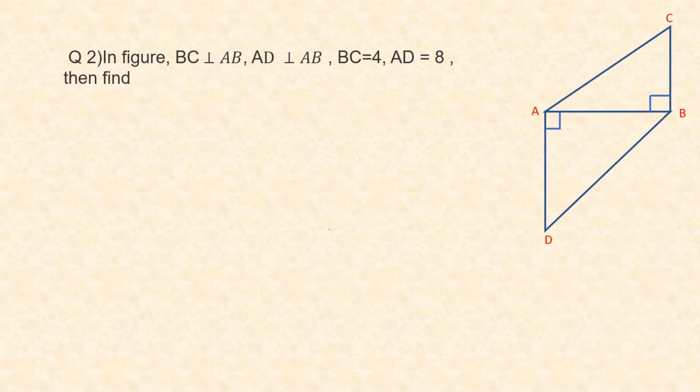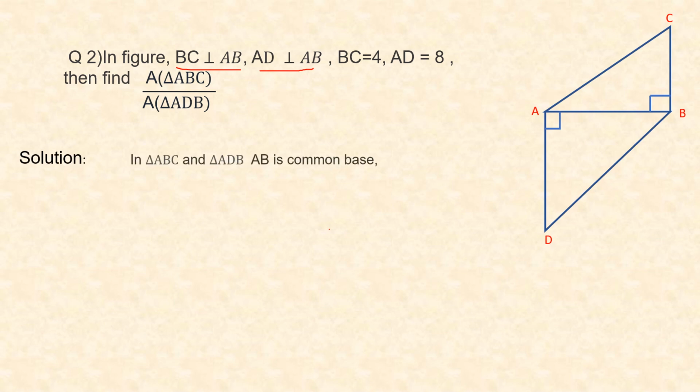Example number 2. In the figure, BC is perpendicular to AB and AD is perpendicular to AB. BC is equal to 4 and AD is equal to 8. Then find area of triangle ABC is to area of triangle ADB.